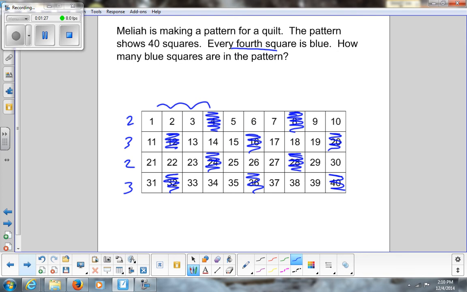All right, so it's asking me how many blue squares are in the pattern, so I can just count the blue squares. I have 1, 2, 3, 4, 5, 6, 7, 8, 9, 10. So I have 10 blue squares. Okay, you need to start writing out what you're doing instead of just writing the number 10. So when you're doing your homework and your test, make sure that you're writing out how many of what.